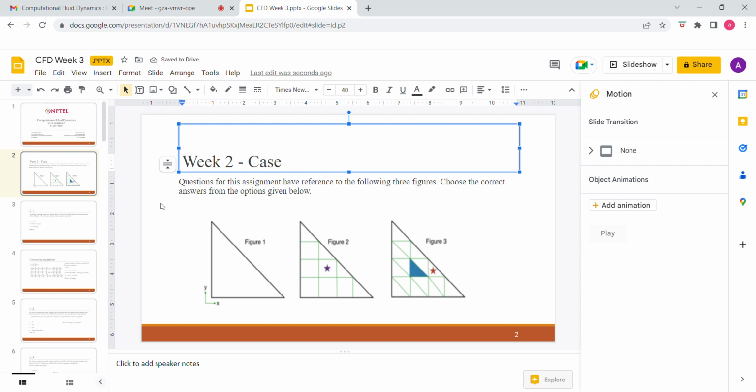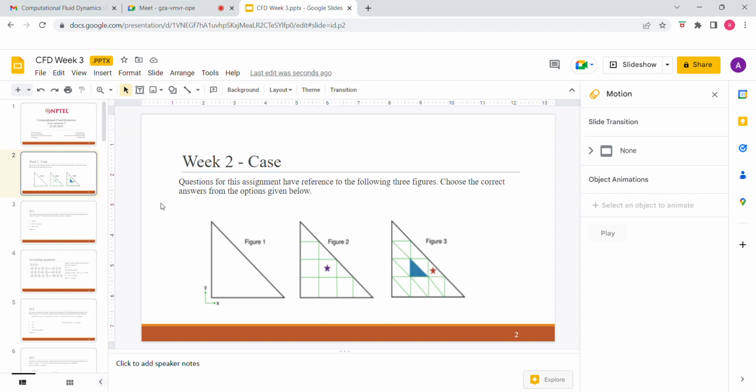This was week two's and week three's problems from this year's assignment problems. That is what we have solved.